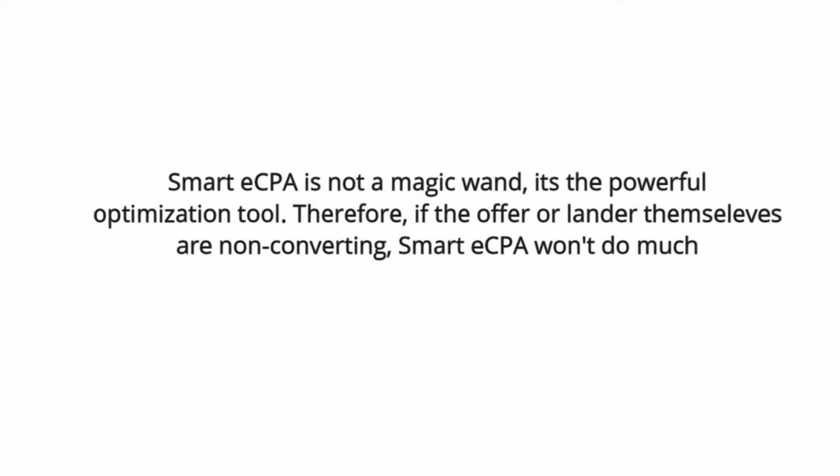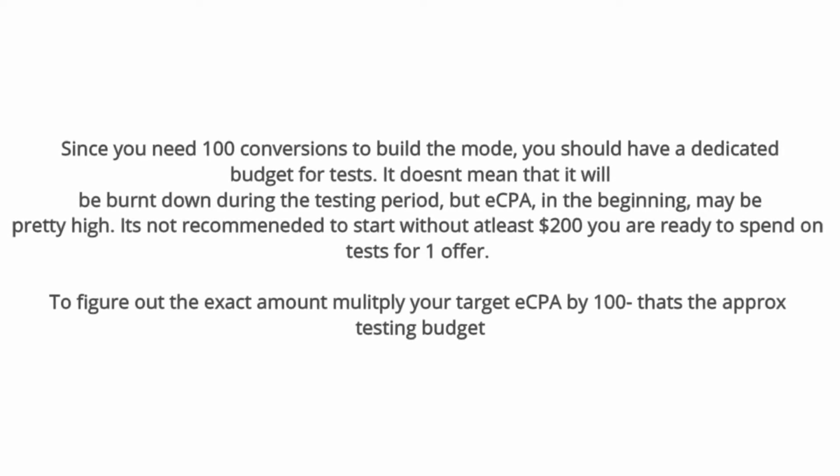Smart eCPA is not a magic wand, but it is a powerful optimization tool. Therefore, if the offer or the lander themselves are not converting, then your smart eCPA won't do much. And since Zeropark needs at least 100 conversions to build a model, you should have a dedicated budget for tests. It doesn't mean that it will be burnt down during the testing period, but the eCPA in the beginning may be pretty high. And we wouldn't recommend that you get started without at least $200 that you're ready to drop to test on one offer.